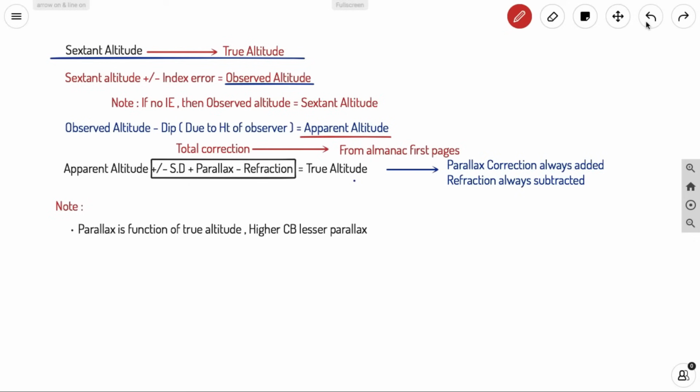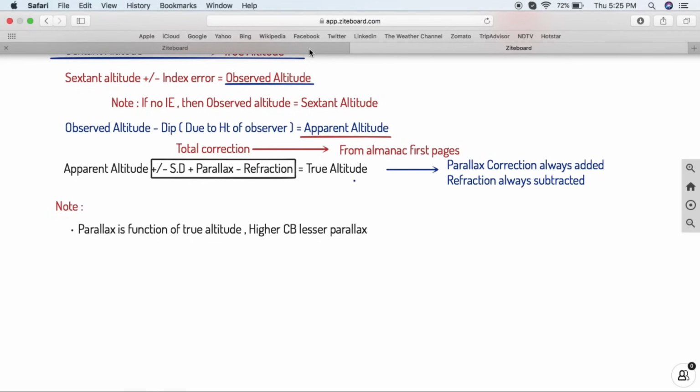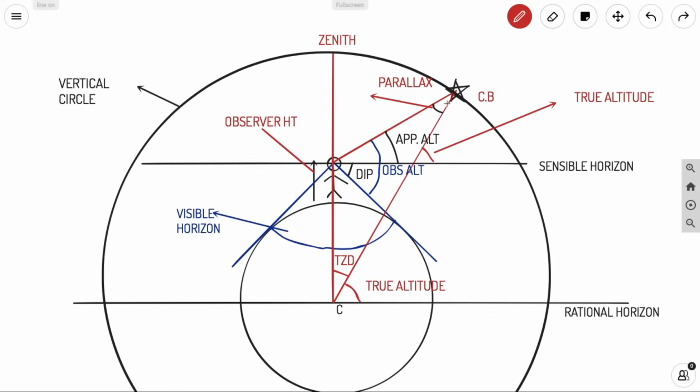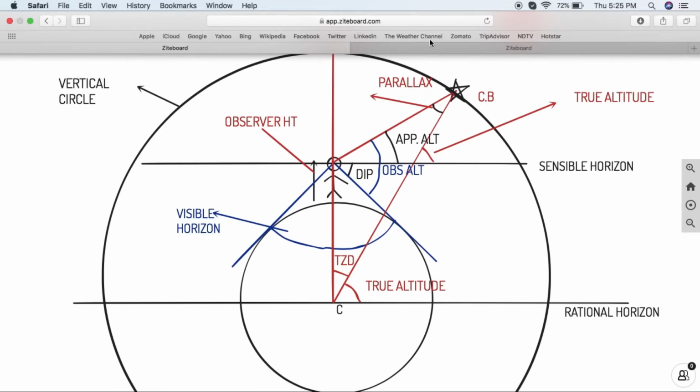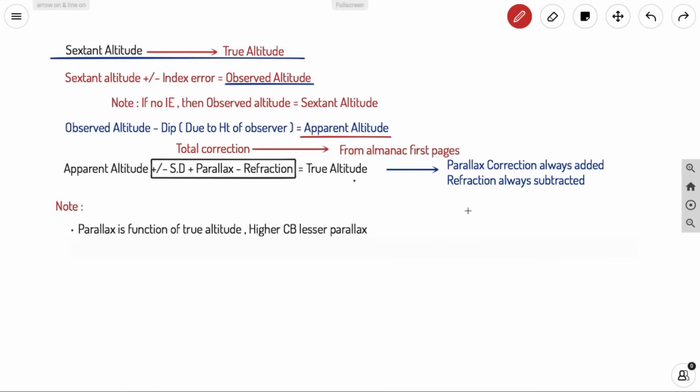Now let's see some important notes. As we say, parallax is a function of true altitude: the higher the celestial body, the lesser the parallax. As you can see in the diagram, since this is parallax, the farther the celestial body moves from the observer, the smaller the parallax gets. That means the higher the altitude, the lesser the parallax.